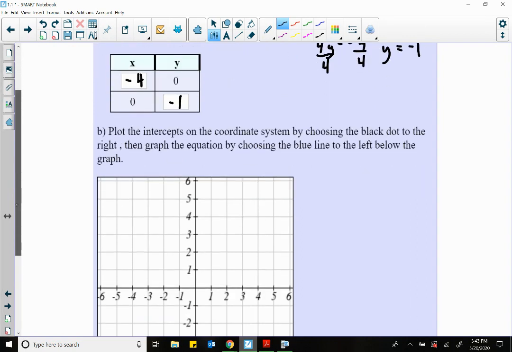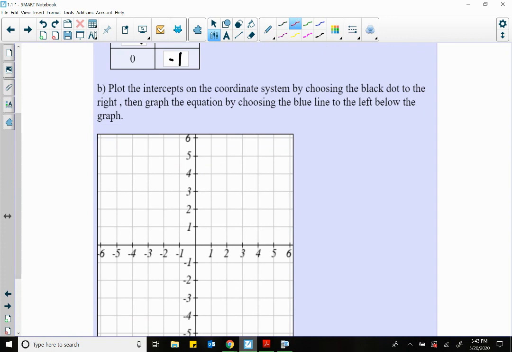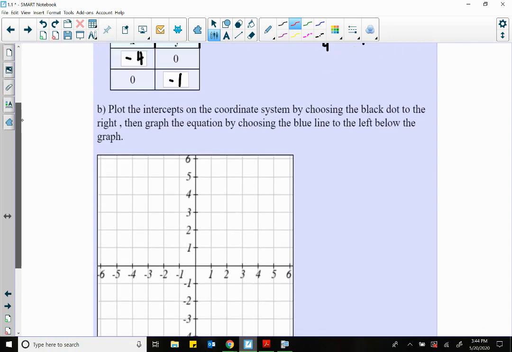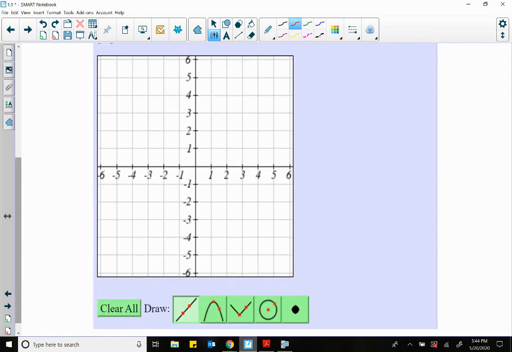And so now let's talk about graphing. All right. So the first thing it says to do is plot the intercepts, choosing the black dot. Okay, so you're going to come down here, click on the black dot, and then plot those 2 intercepts that you just found. -4, 0, and 0, -1. So that right there, this first part takes 2 clicks for the x-intercept and y-intercept.